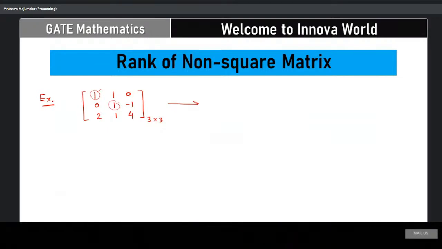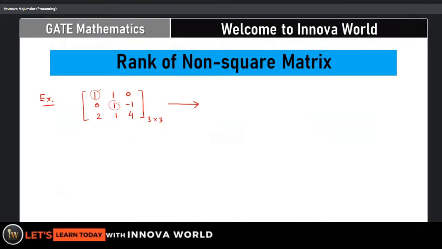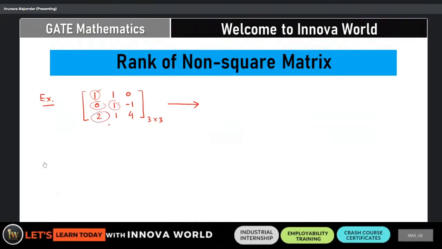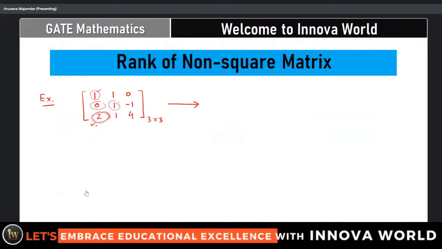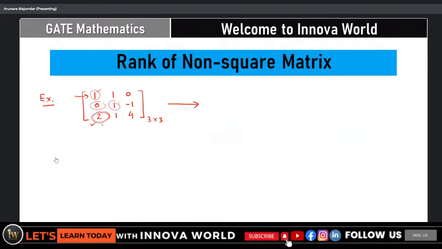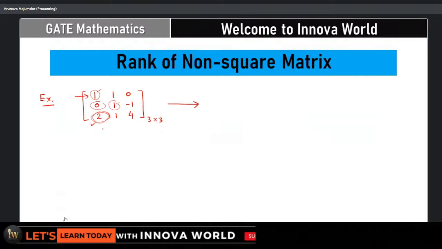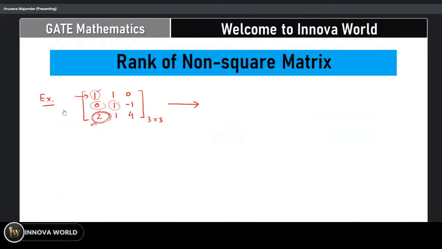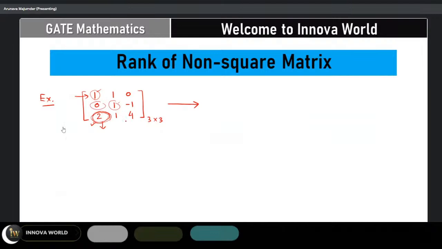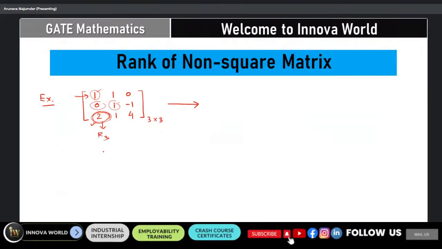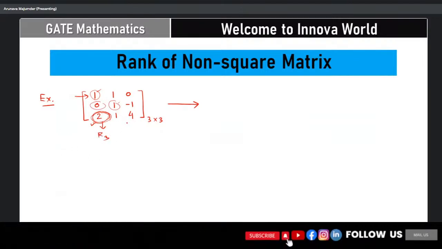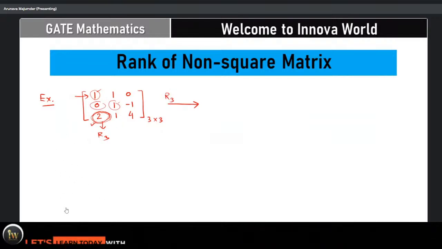Now we need to make some row operations. This element is already 0, no need to make. This element is 2, so we need to make it 0 with respect to the first row. Always remember the element which is going to be changed: this element belongs to row 3. So the row which is going to be changed, we write first, R3.